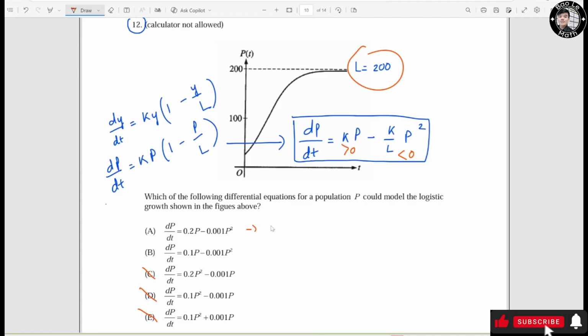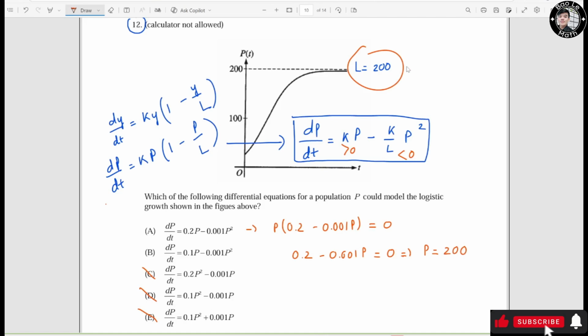Now for the first one, we need to factor P out. So we have 0.2 minus 0.001 P, right? So we're going to set this one equal to 0, right? So we have 0.2 minus 0.001 P equals 0. So it's going to be P equals 200, right?